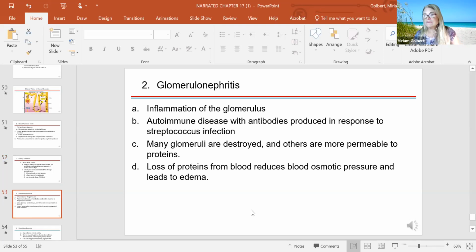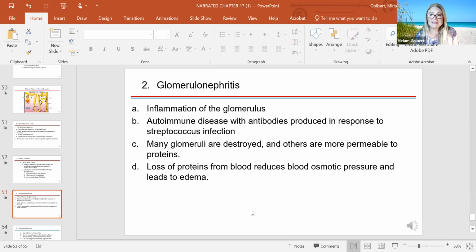Glomerulonephritis is the inflammation of the glomerulus. Remember, the glomerulus is the ball of capillaries, right? And so many times it is antibodies that are produced due to a streptococcus infection. And it could be streptococcus from the throat that has reached the kidneys and is affecting the glomerulus.